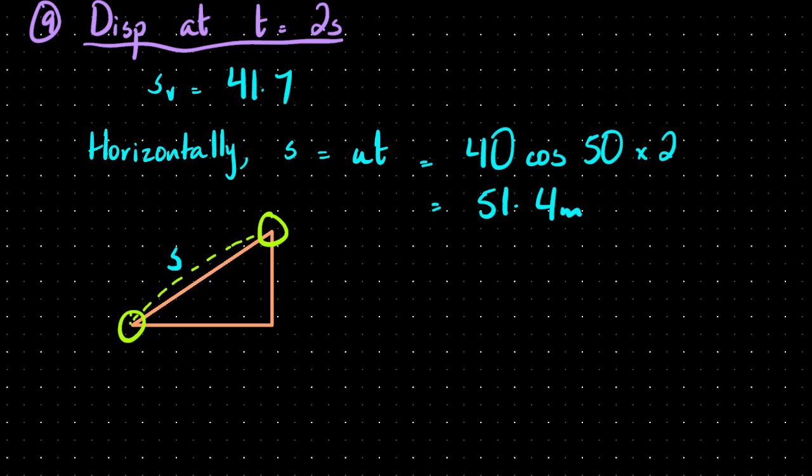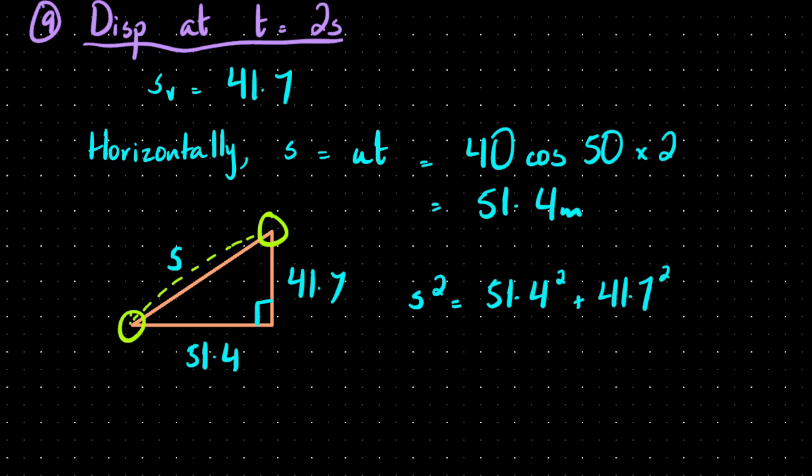And now that we've found both the horizontal and the vertical displacements, I know this is going to be 51.4, right? This is an S, by the way. So this is 51.4, this is 41.7. This is a right angle because this is horizontal, this is vertical. So I need to find out S. We can just go ahead and use Pythagoras theorem. So S squared would be 51.4 squared plus 41.7 squared. And then you would take the square root. So this turns out to be 66.2 or just 66 meters, correct to 2SF.